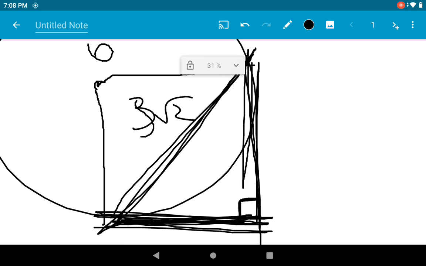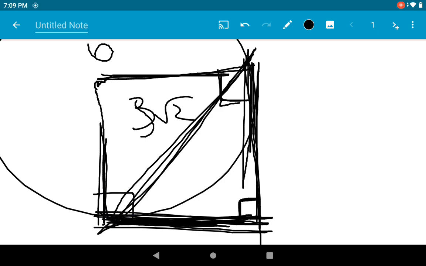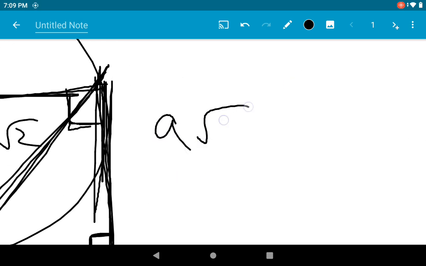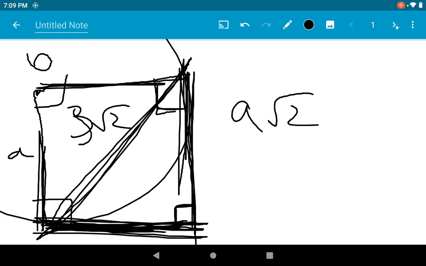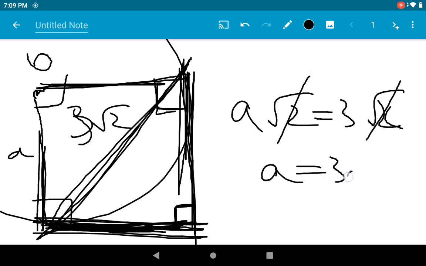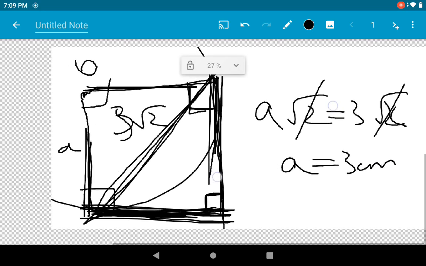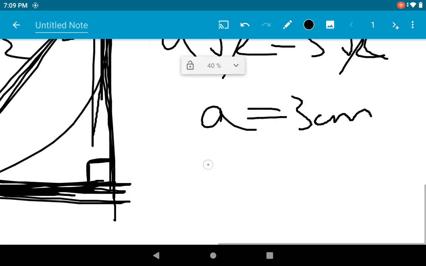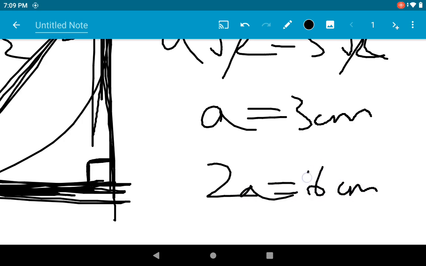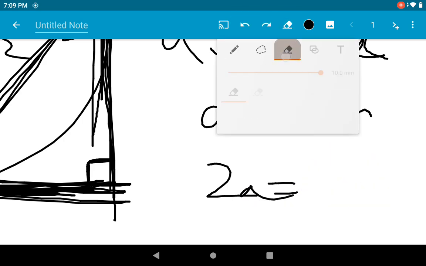All right, so we know that this angle is going to be 90 degrees because this radius is perpendicular to this tangent, and this tangent is perpendicular to this radius, so this is going to be 90, so this is going to be 90, and this is a square, and the diagonal of a square is a root 2, where a is one side of the square, equals 3 root 2. So a is going to be equal to 3 centimeters. They've asked us the diameter, so the diameter is going to be 2a, which is going to be 6 centimeters. All right, next question.